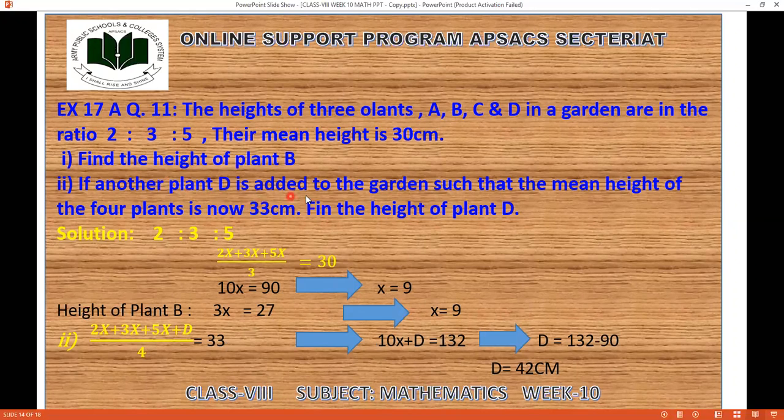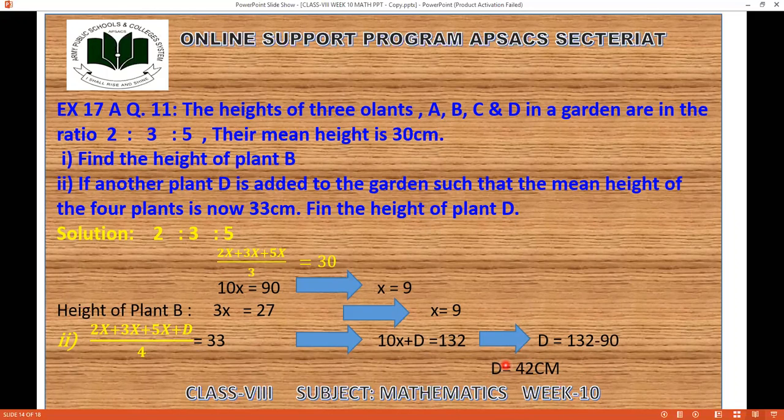Second part, if another plant is added to the garden, by adding all plus D over 4. Now in the first part we are having total data of 3, but now this is 4, and the mean is given, that is 33 centimeters. So by adding all these, 10x plus D is equal to 132. By multiplying by 4 on the other side with the 33, I got 132. D is equal to 132 minus 10x. By putting the value of x over here, 10 nines are 90. 132 minus 90, I got the value of D, that is 42 centimeters.